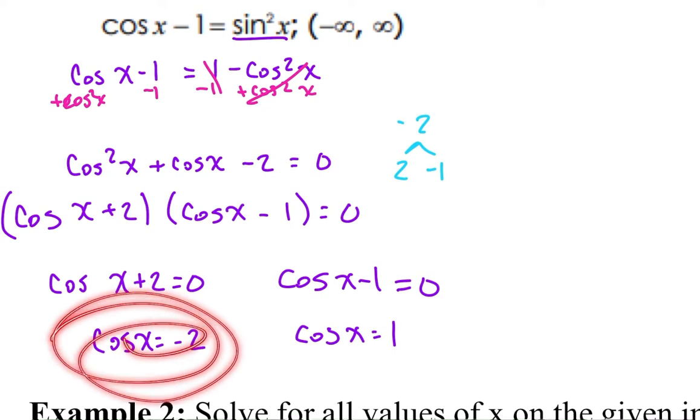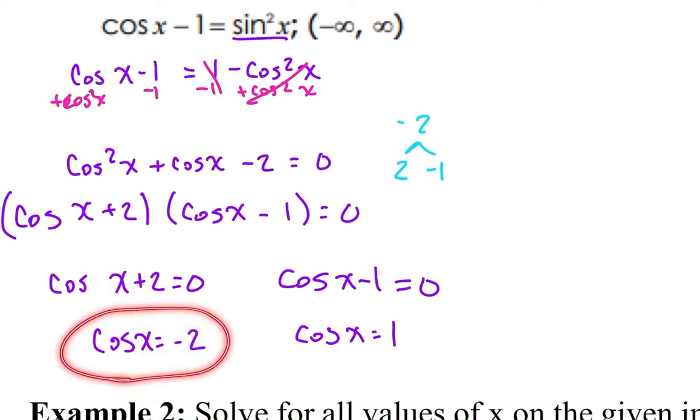Well, this first one right here, I know that this negative 2 is not between negative 1 and 1, which is what cosine has to be between. So because it's outside of that range, I immediately can rule this one out and just say, does not exist. There's no way to make cosine x ever equal negative 2.